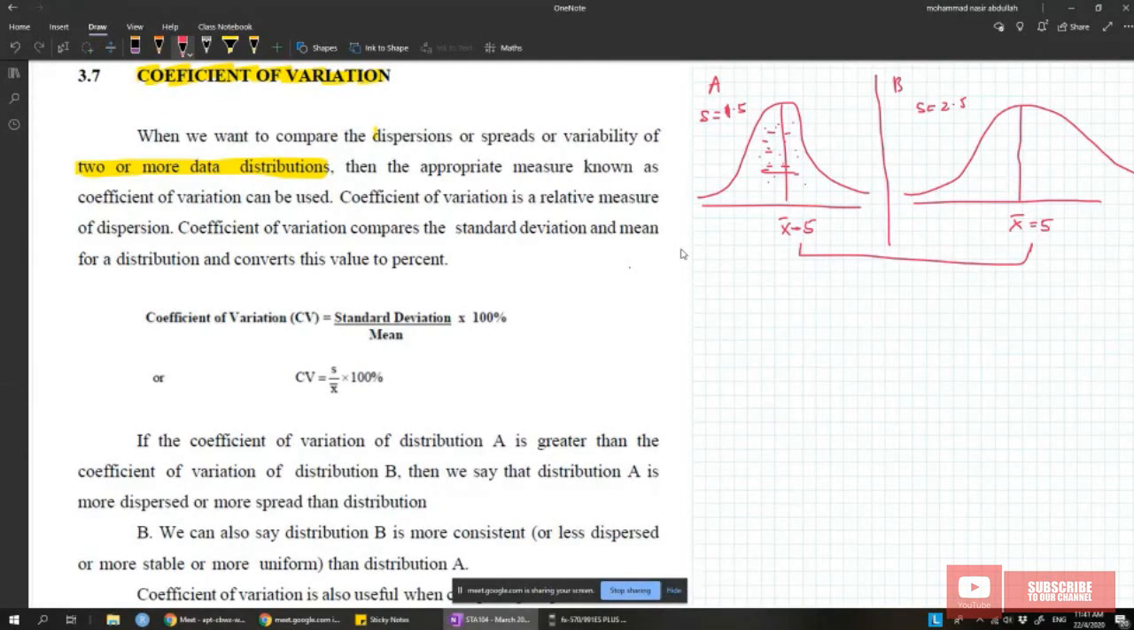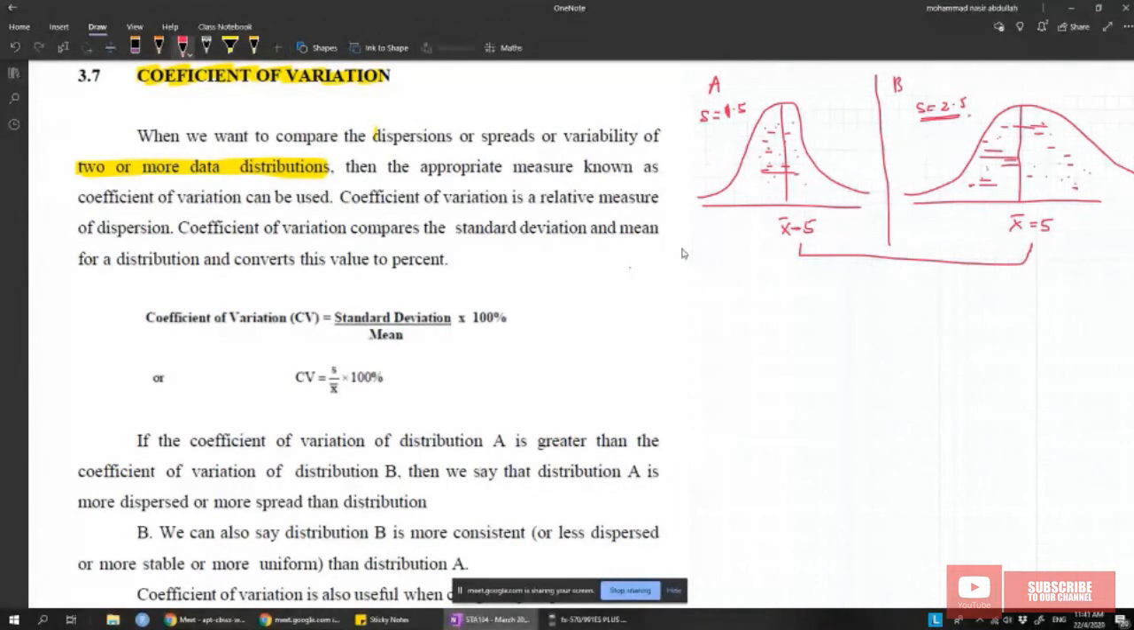If you look at distribution B, the standard deviation is 2.5, which is higher than A. We can say that the observations in distribution B are more spread out, they are not concentrated, they're not consistent. So when we have two distributions, we want to know which distribution is consistent or which has dispersed observations around the mean. We can use coefficient of variation to compare between two distributions.